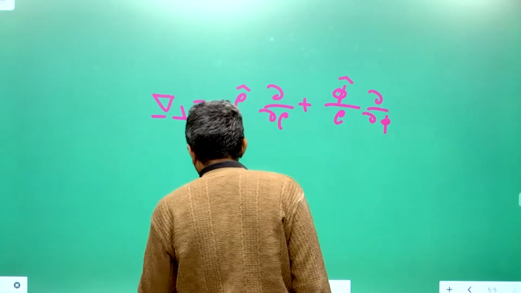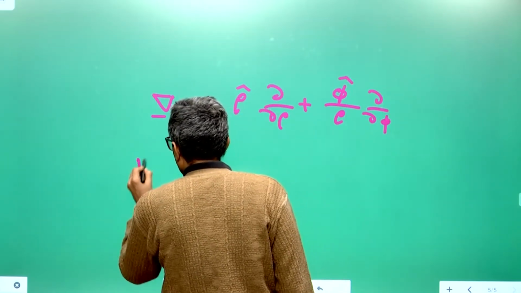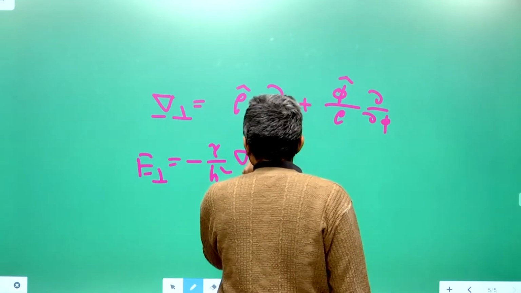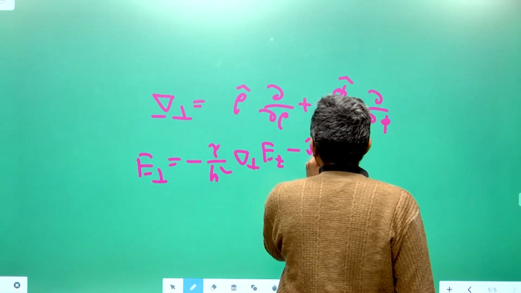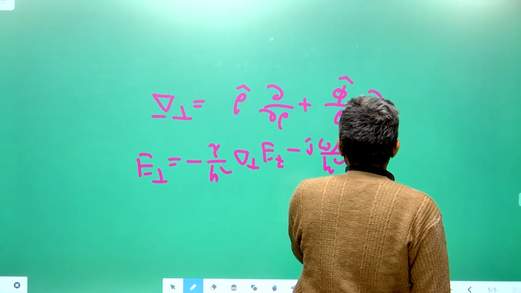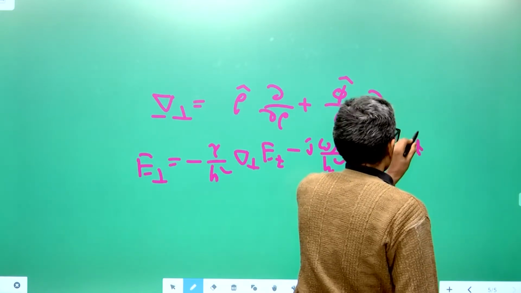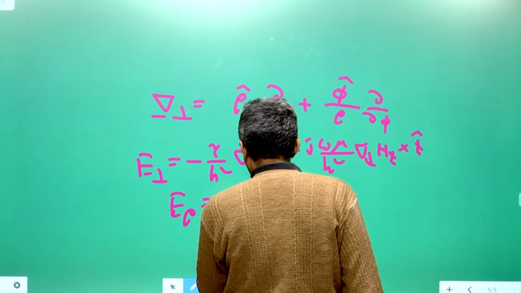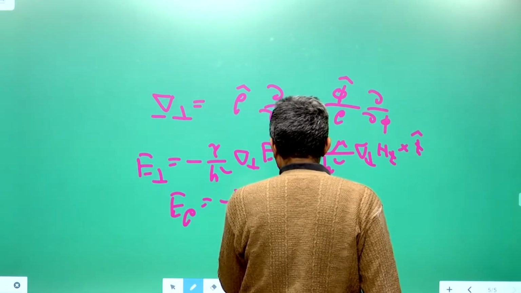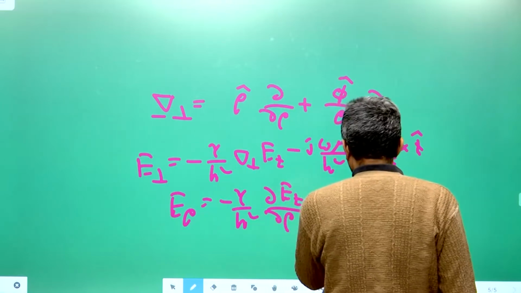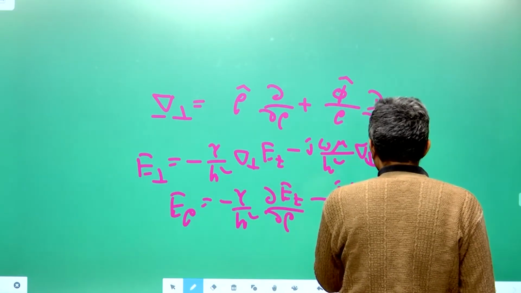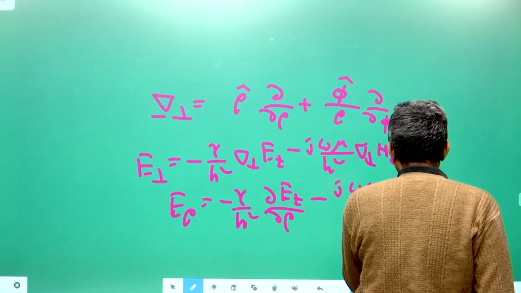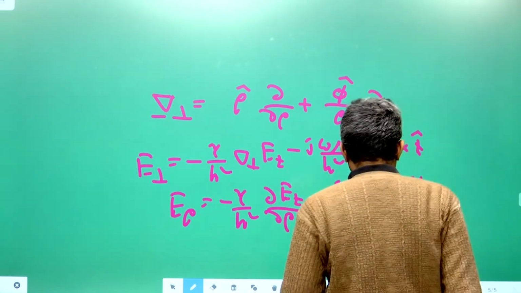And if you substitute that into the previous equations, you get E⊥ equals minus γ by h² ∇⊥Ez minus jωμ by h² ∇⊥Hz cross z cap. If you separate this into components, you get Eρ equals minus γ by h² ∂Ez/∂ρ minus jωμ by h² ∂Hz/∂φ into φ cap cross z cap by ρ.